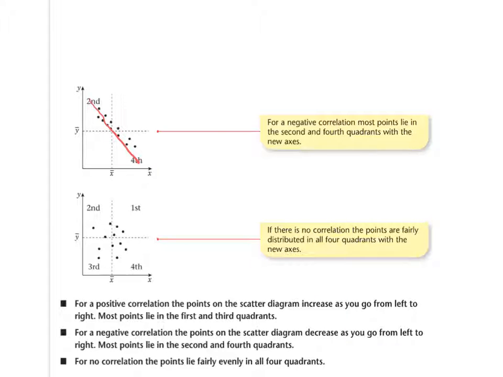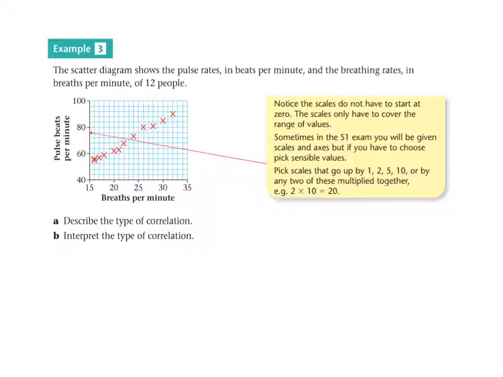If we now move on to another example, we can see that we've actually been given a scatter diagram. Now in an exam situation, what would happen is you'd probably be given the diagram and you'd be asked to plot maybe 1 or 2 points, so you wouldn't have to do it from scratch. So what we've got here is the scatter diagram that shows the pulse rates in beats per minute and the breathing rates in breaths per minute of 12 people. And what we've got here, if you notice at the origin, is a new origin, so it doesn't actually have to start at 0.